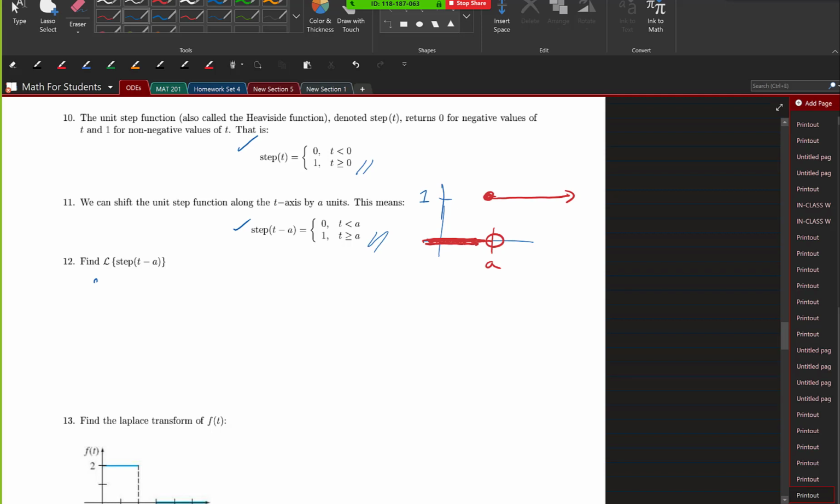So the first thing I want to do is the Laplace transform of the step function. All right, so who wants to get it first? What do we return to when we try to do a Laplace transform of something we don't know how to work? The definition. So this is going to give us the integral from 0 to infinity of e to the minus st times the step function of t minus a dt.